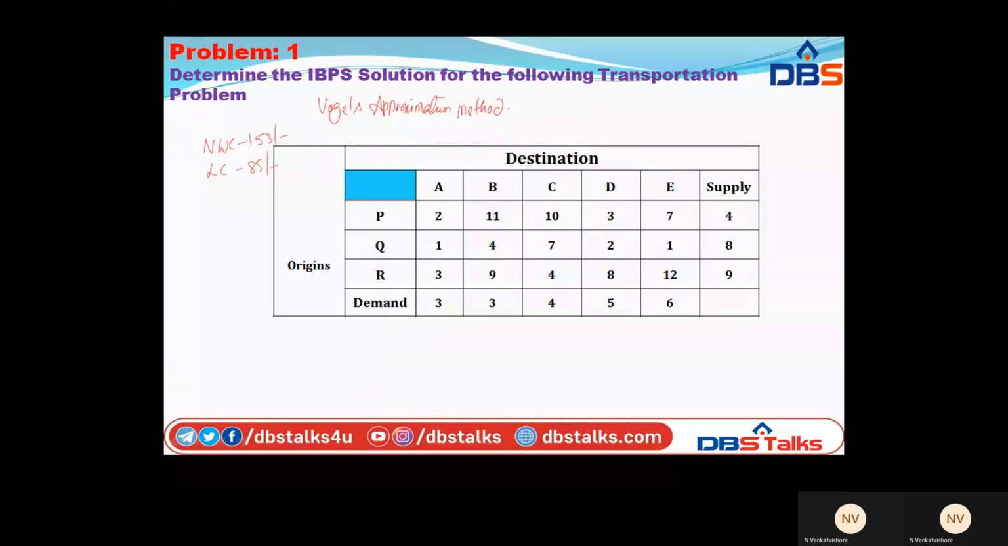So these are the three different methods. We can choose any of these. Whenever the question asks for a particular method to apply for the transportation problem, then that same method is to be applied. Otherwise, we can use any of these three. So write the same problem.